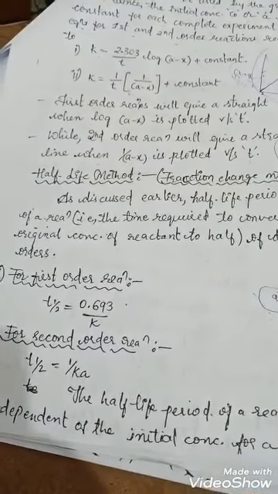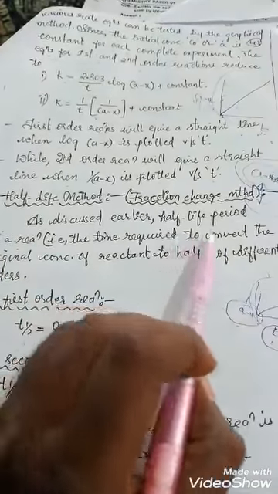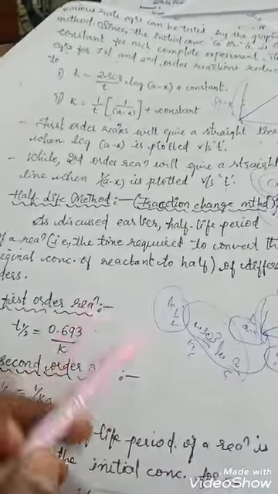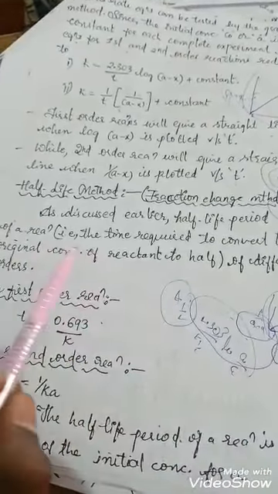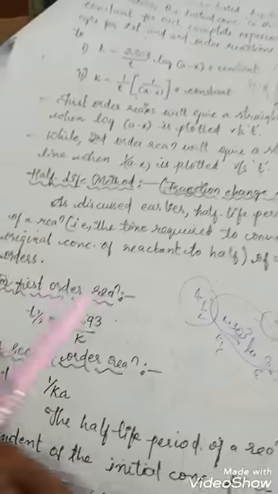What we discussed earlier: the half-life period of a reaction. Half-life means t half, t half equal to 2.303 by t log C0 by C. We know that is the half-life period of a reaction, the time required to convert the original concentration of reactant to half. Half means 50%, and in that 50% we can take half as 25%. So reactant to half, for different orders.